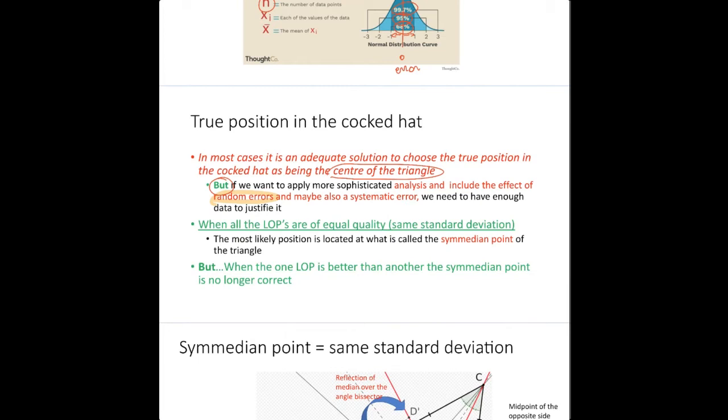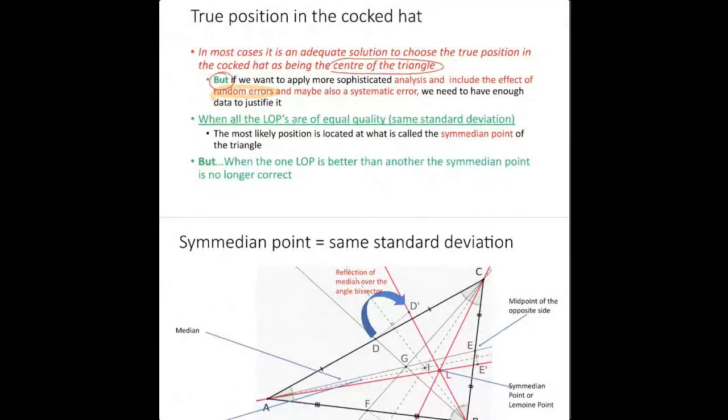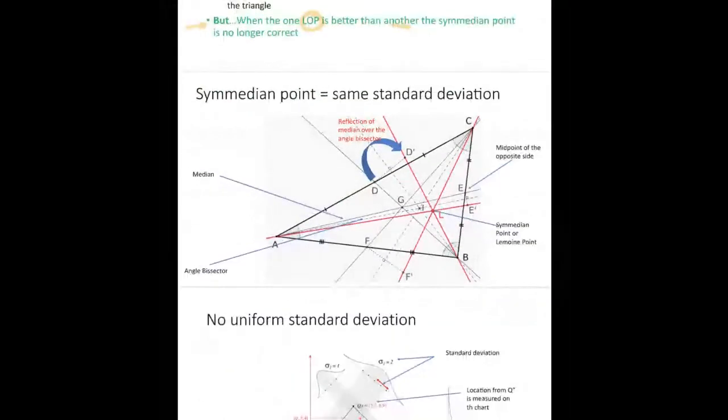Okay. Now, then we have two situations. The first situation where all lines of positions are of equal quality, meaning that they all have the same standard deviation. The second is when one line of position is better than another. Okay. When we are in this first situation, there is a mathematical way of determining your position in the cocked hat. Most likely position will be located at the C-median point of the triangle. Okay. How is the C-median point of the triangle calculated?